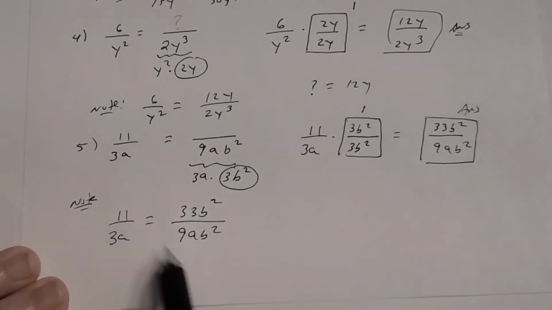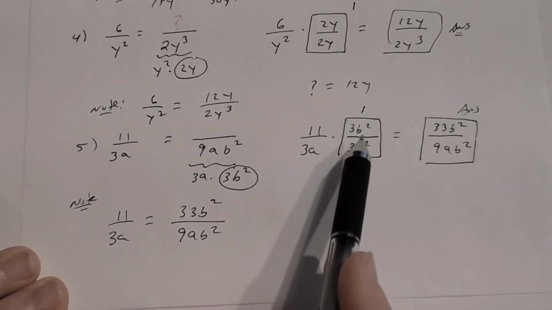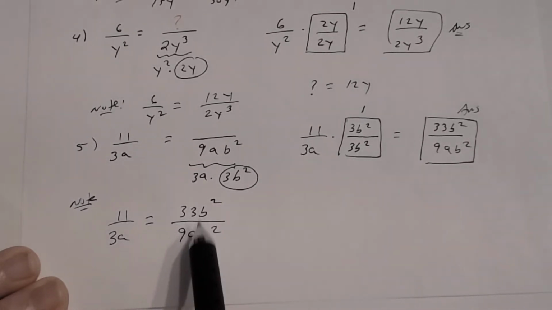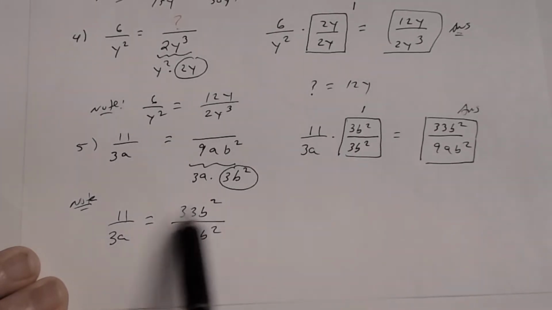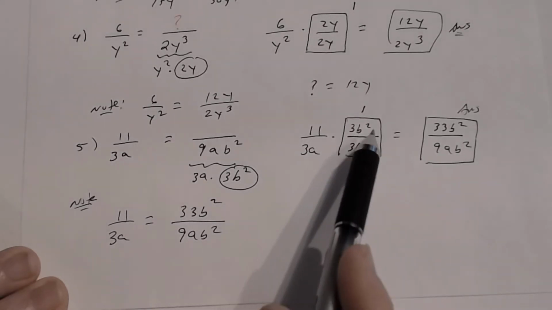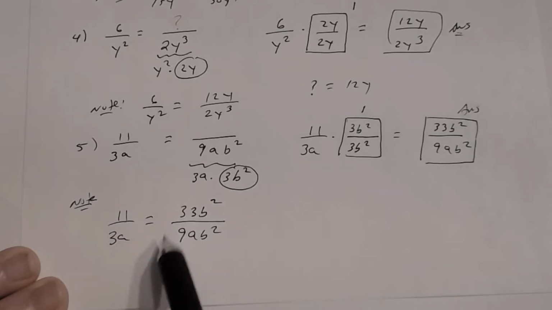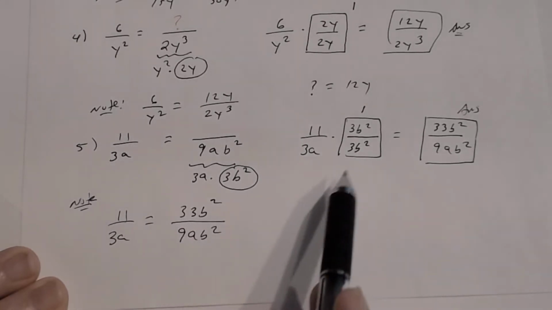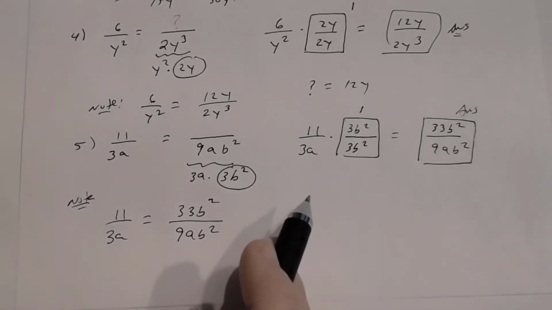So if I simplify this, I'll get this back. To simplify, I would need to divide 3b squared, both numerator and denominator. And so when you do that, you do get this back, because 33 divided by 3 is 11. b squared divided by b squared is 1, so you get 11 here. And then 9ab squared divided by 3b squared gives you this back. All right, so that's number 5.